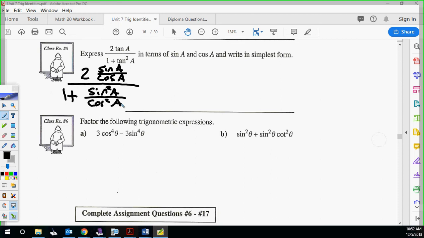Okay, we want to get the bottom different because the bottom is 2 terms. I like it to be 1 term. So what would I do? Cos squared over cos squared, right? So I change this 1 to cosine squared A over cosine squared A so I can combine these. So then that's the next step. It's going to be 2 sine A over cos A all over cosine squared A. That's my 1, right?